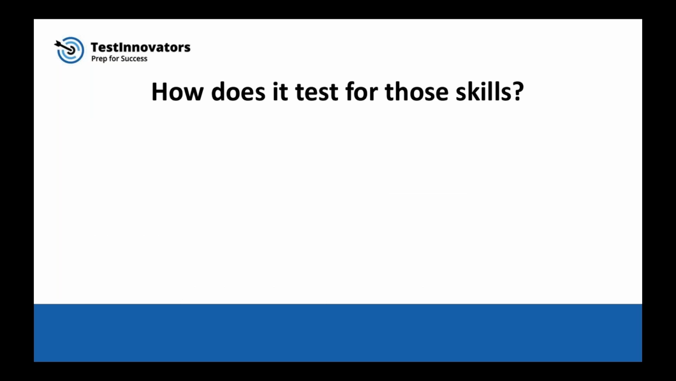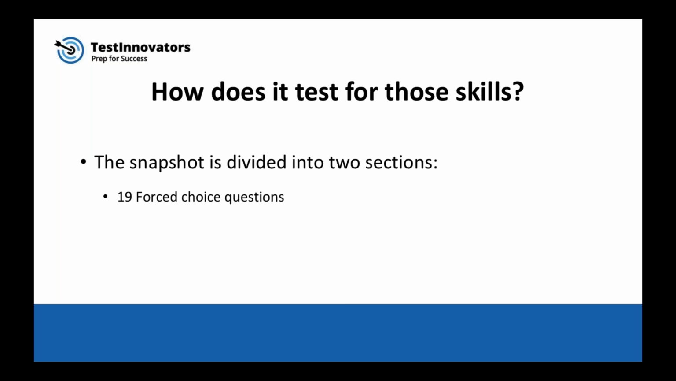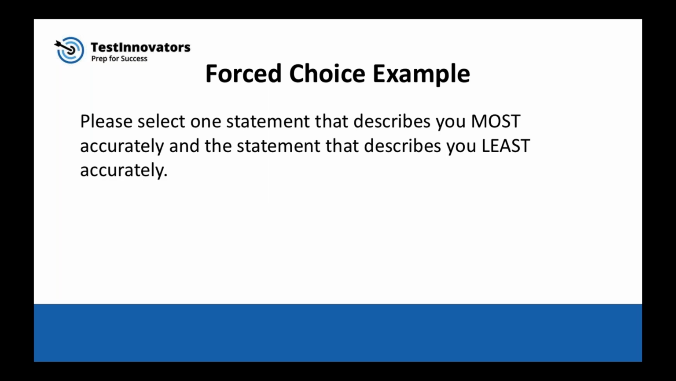How does it test for those things? This snapshot is divided into 2 sections. There are forced choice questions, 19 of them, and then 10 situational judgment items. Let's take a look at some examples of each of those so you know what to expect, what these are going to look like.